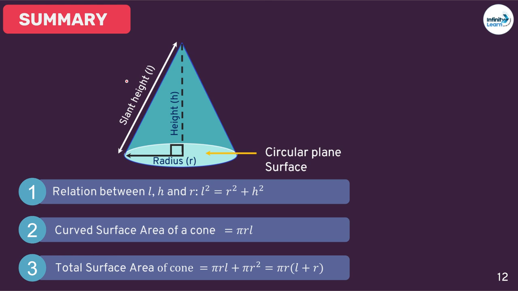Summary: what we have studied. Slant height is given by L, height is given by H, radius is given by R. Relationship between L, H and R is L square equals to R square plus H square. Curved surface area of cone is pi RL. Total surface area is pi RL plus pi R square. Taking pi R common, that is pi R into L plus R. Both are correct. Both are same.